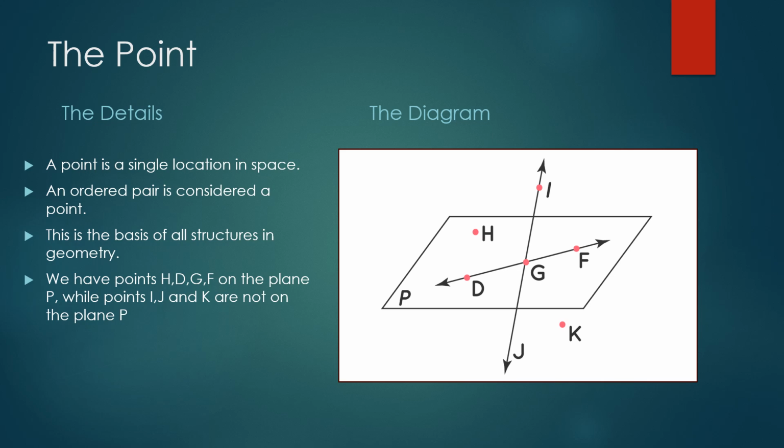In this diagram, we have the points H, D, G, and F. These are all on the same plane of existence, while I, J, and K are also points, but they're not on the plane.